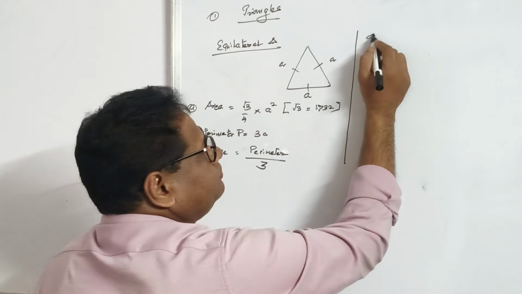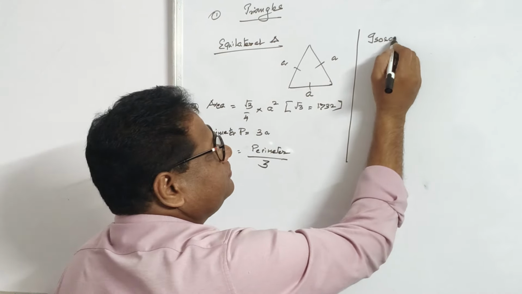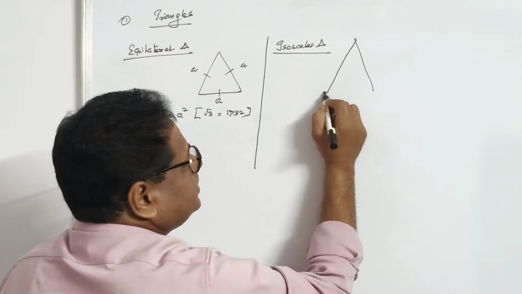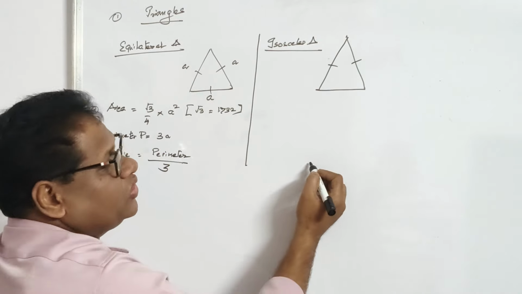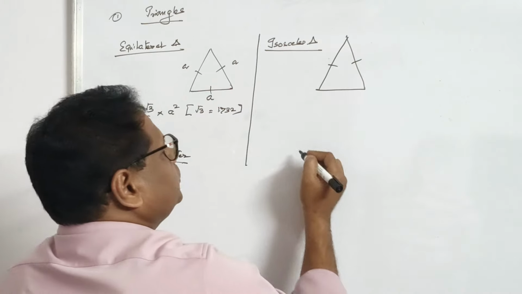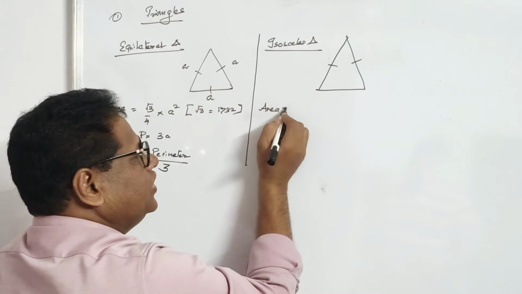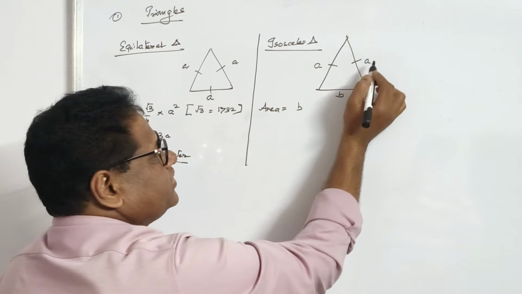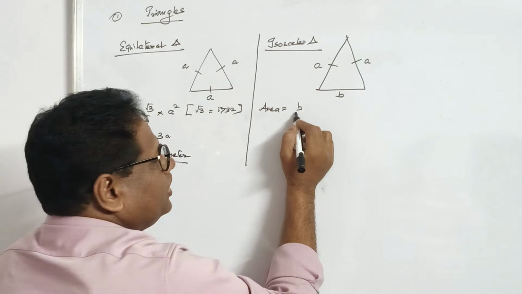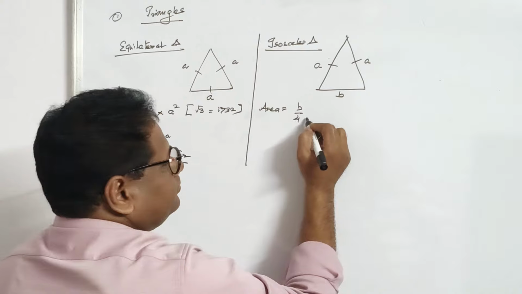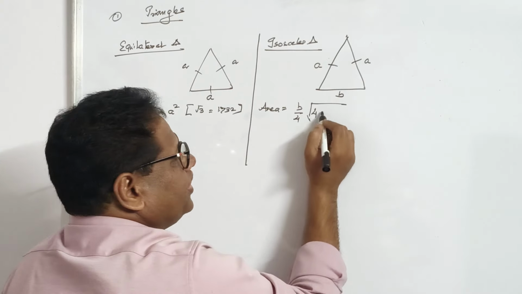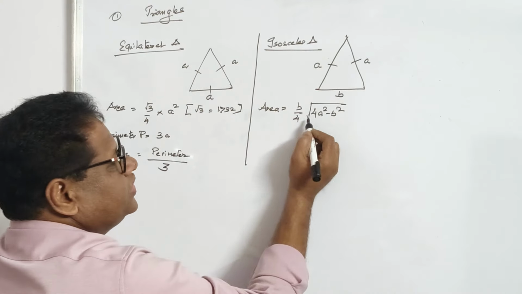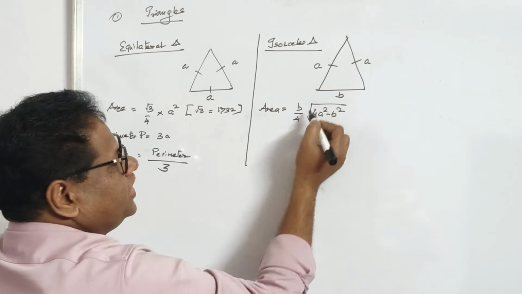Then we have the isosceles triangle. In an isosceles triangle, we have two sides equal. This side equal to this side. Okay, this is the unequal side. Clear? So for this we have the area given by the formula. Let's take this as the unequal side and these two as equal sides, right? So we have the formula: divide the unequal side by 4 and then multiply by the square root of 4a square minus b square. That means a is the equal side, b is the unequal side.